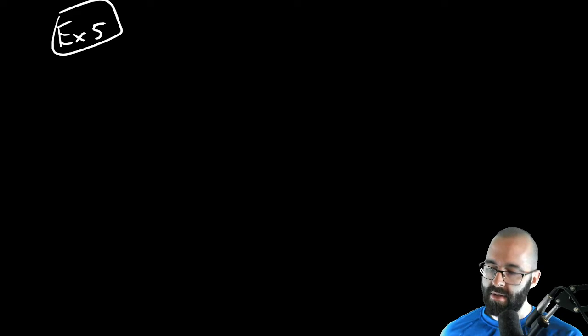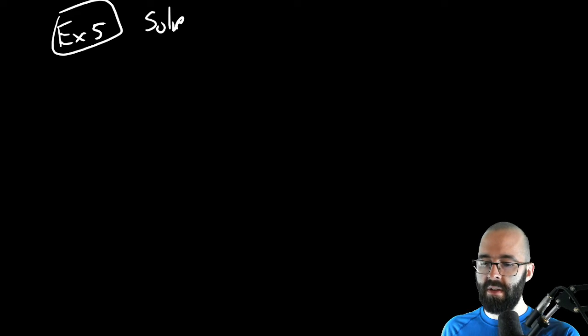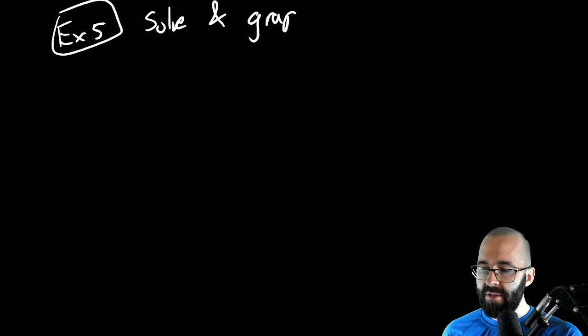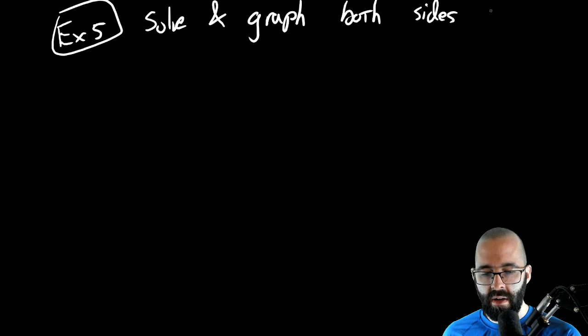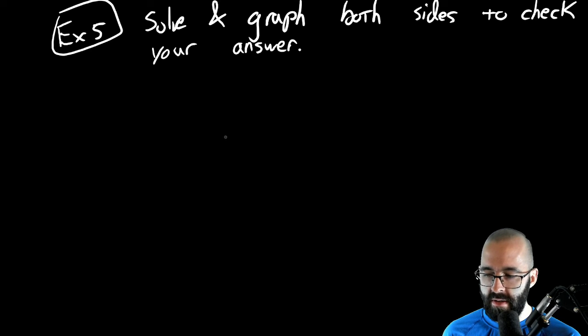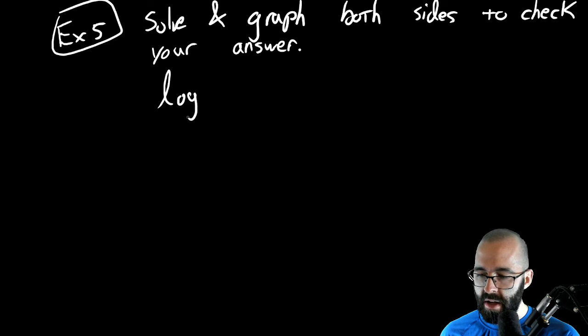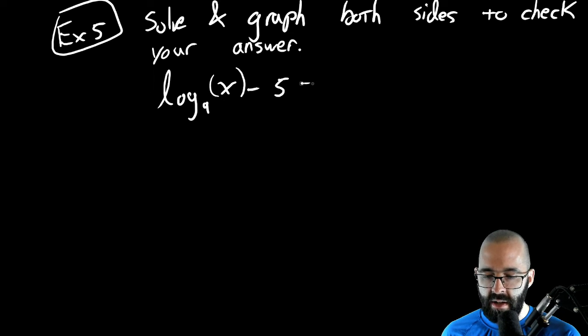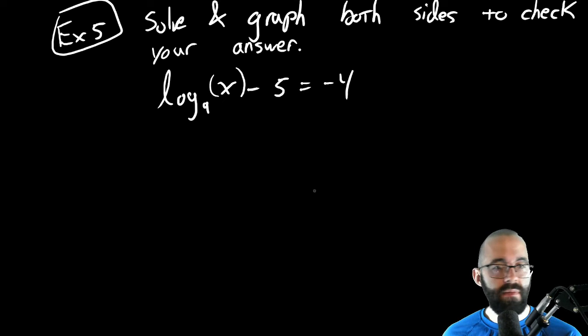Example 5. Solve and graph both sides to check. All right. Log base 9 of x minus 5 equals negative 4.